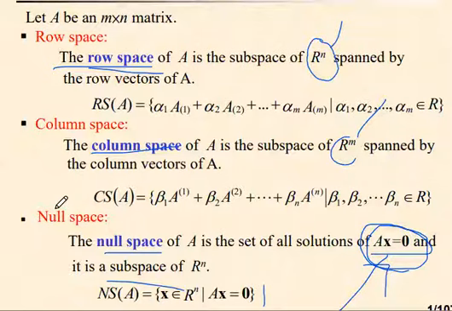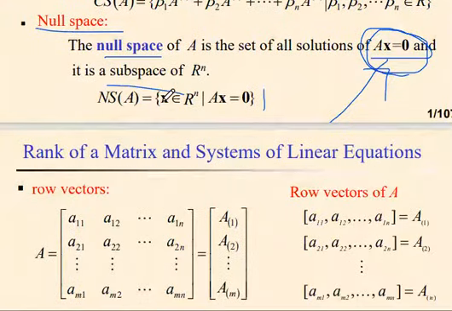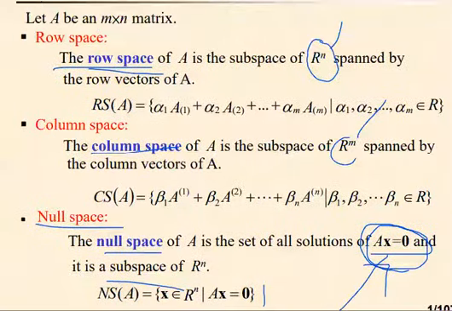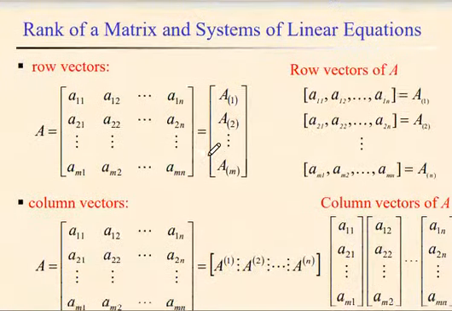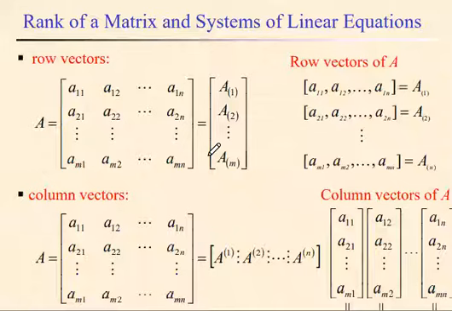All right, we have three spaces: row space, column space, and null space. Row space is a subspace of R^n. Column space is a subspace of R^m, and also null space is a subspace of R^n. This is clear, I think. We'll give some exercises to check that. So these are column vectors.